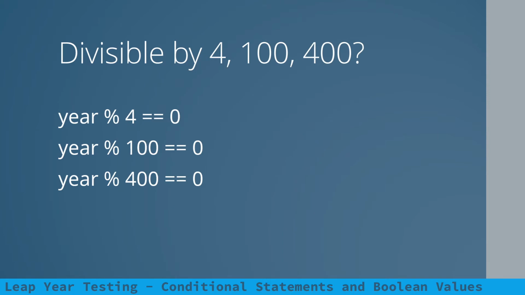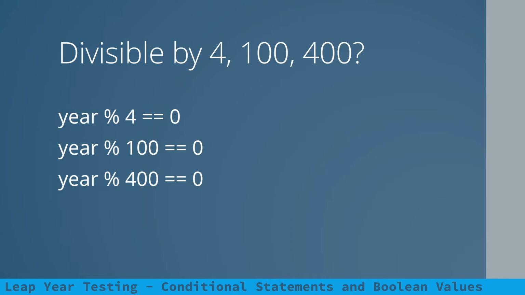So how do we test whether something like a year is divisible by a variety of different values? Well, each one of these statements can show up in our program. Year mod 4 has to be equal to 0. We want year mod 100 to not be equal to 0, so we'll have to figure that out. And year mod 400 can be equal to 0.